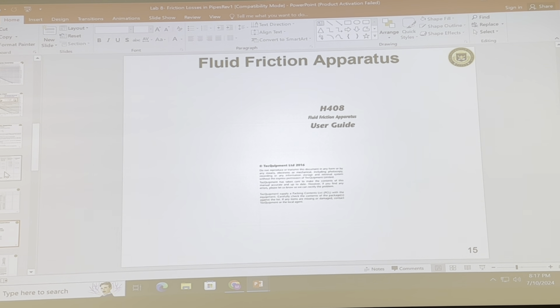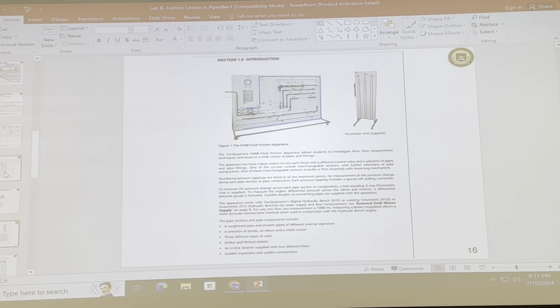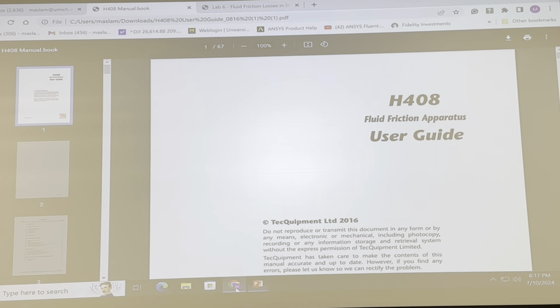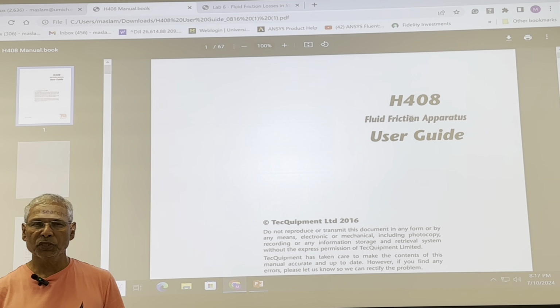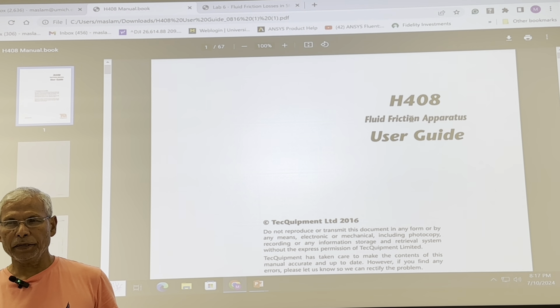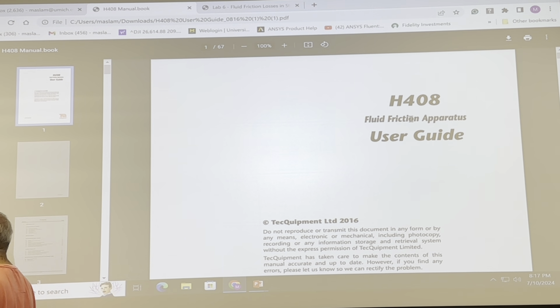What else should we cover here? Okay, so from here we jump to the experiment. How do we do it? What are the things there? I just briefly covered the apparatus itself in the first part of the video, and now I'm going to switch gears and go to the manual itself. Now here is the manual. The manual we'll be using is H408. We are interested in measuring the friction losses, one in smooth pipes, the other in rough pipes. Those are in the manual.